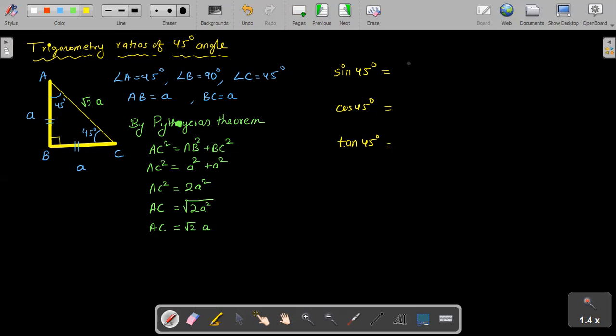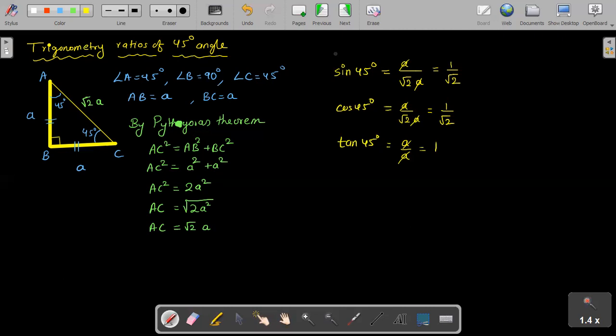Yes. Sin 45 is a upon root 2a. So this a cancels, only 1 by root 2. What about cos 45? A upon root 2a. What about tan 45? A upon a. So they both will cancel each other and your answer is 1.